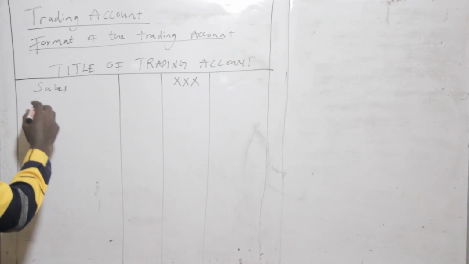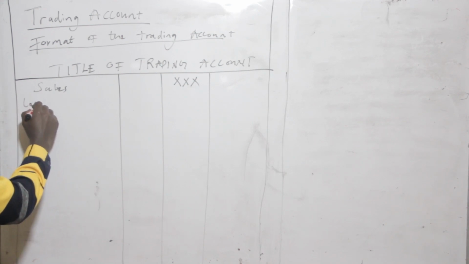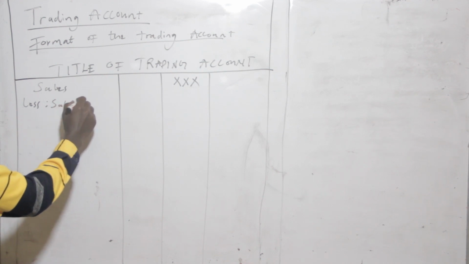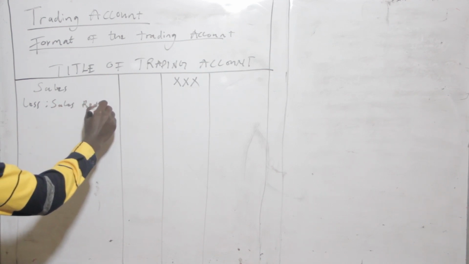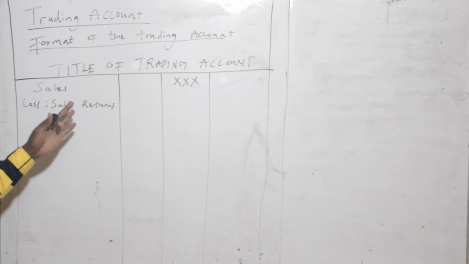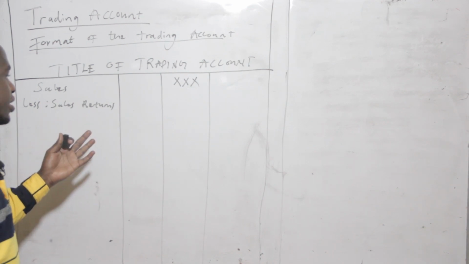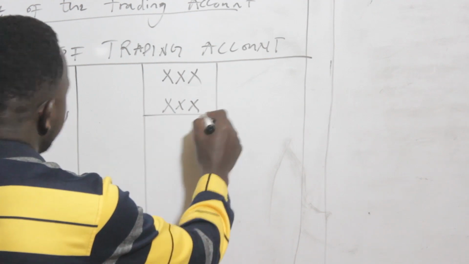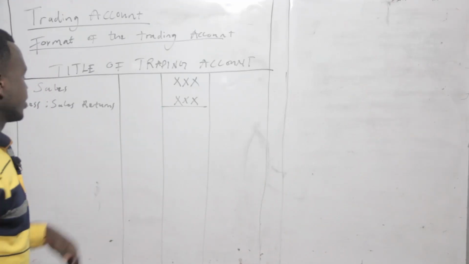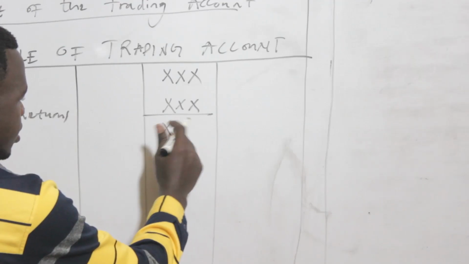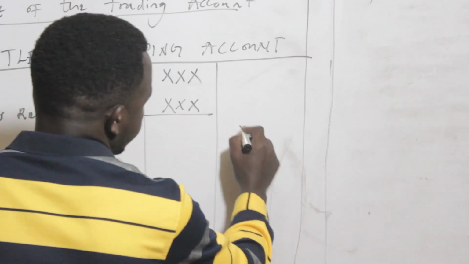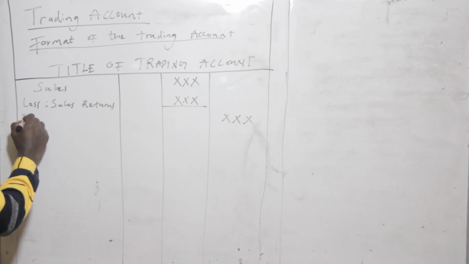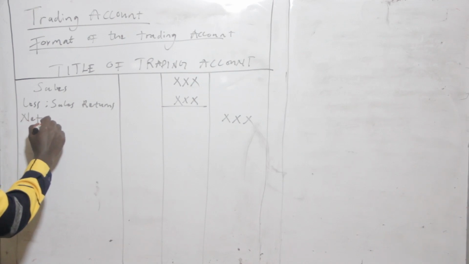Then we're going to say less sales returns, and we know that sales returns are also referred to as returns inwards, so we'll put that there. And when we find the difference there, we're going to get this answer. So this answer is referred to as net sales or turnover.